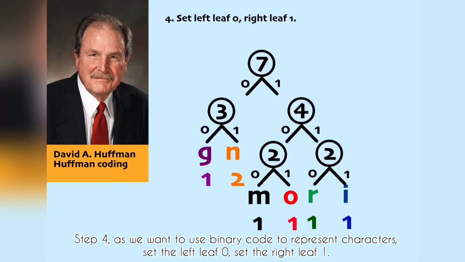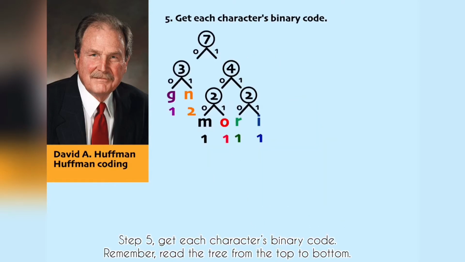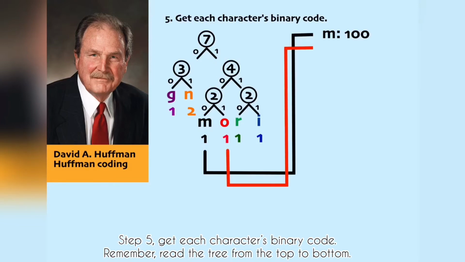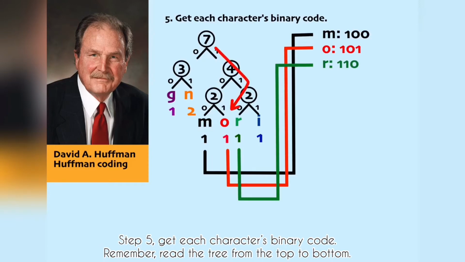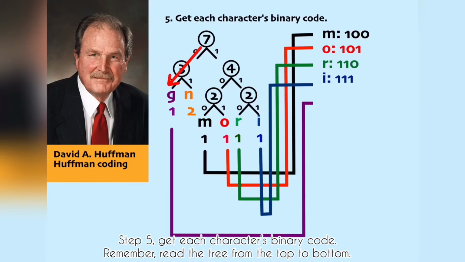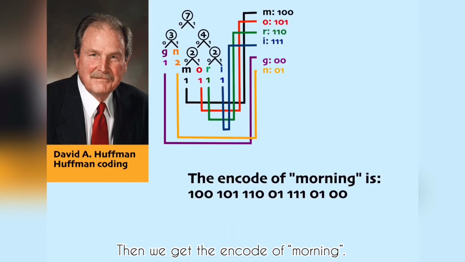Step 4. As we want to use binary code to represent characters, set the left leaf 0, set the right leaf 1. Step 5. Get each character's binary code. Remember, read the tree from top to bottom. Then we get the encoding of morning.